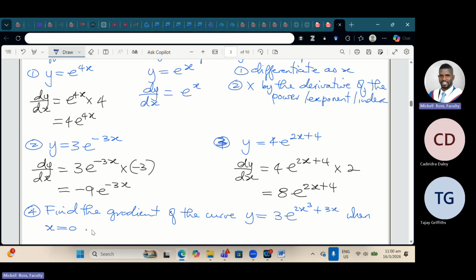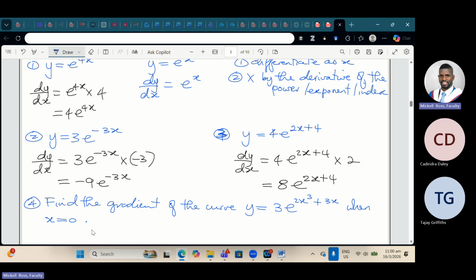So find the gradient when x is equal to 0. Go ahead and see if you can solve that one for me.